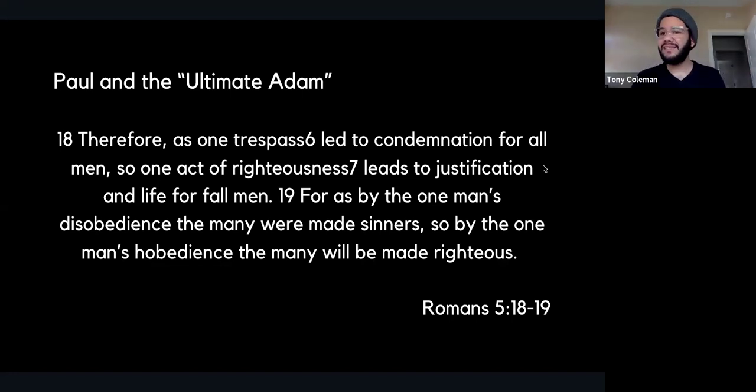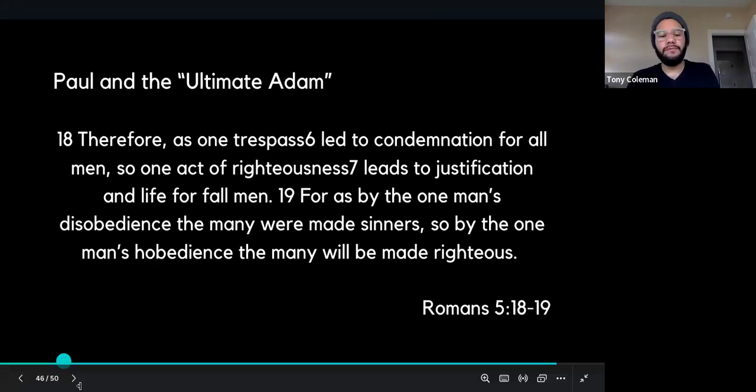So again, we have this sense of Paul looking at Adam. Maybe he's thinking this is actual recorded history, but regardless, what he's suggesting is that it is a way for us to think about what Christianity and what the way of Jesus is all about, redeeming us, redeeming humanity, redeeming our hearts, our souls, our spirits, from the trespass that Adam made in the Garden of Eden.